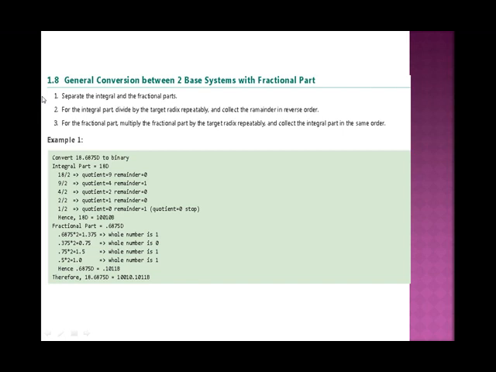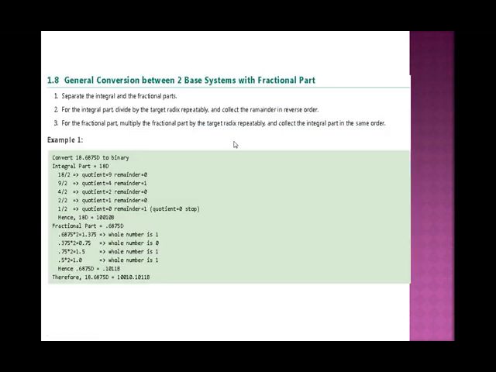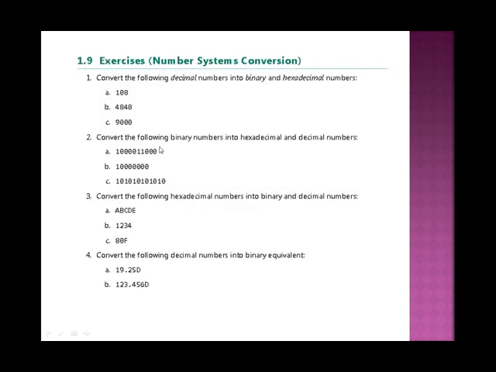Then general conversion between two base systems with fractional part. Till now we have covered the integer part. The next topic we studied is how we can convert from one number system to another number system with fractional part. Means there is a decimal part, and how one number system is converted into the other number system. This is the example. And these are the exercises which you are supposed to submit latest by Wednesday, that is tomorrow.